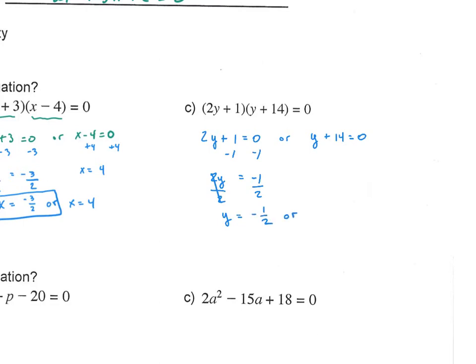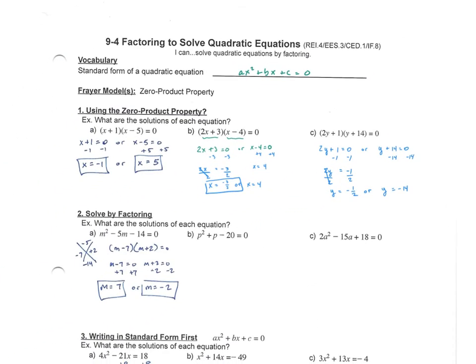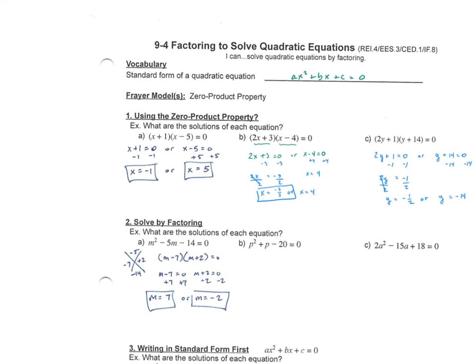Or with this other factor, I have minus 14 on both sides to isolate my y, and y is equal to negative 14. So y could be negative 1/2 or y could be negative 14. So there we have it using the zero product property, and thankfully the quadratic, when they gave it to us in this first section, was already factored for us. Now sometimes we may have to do the factoring.